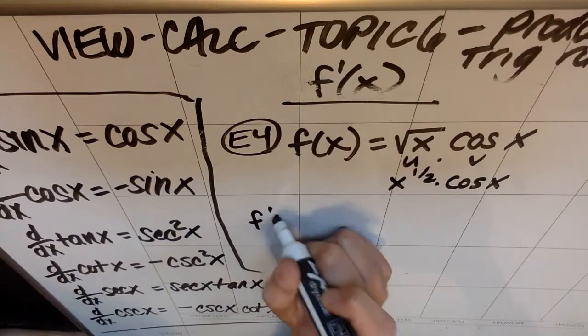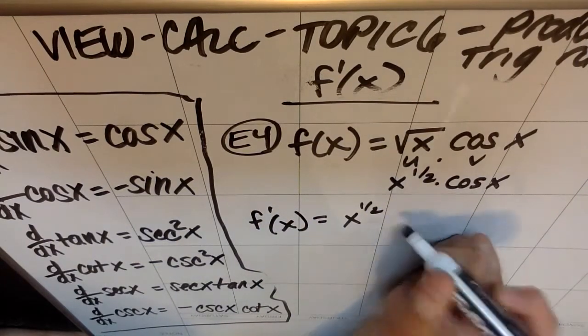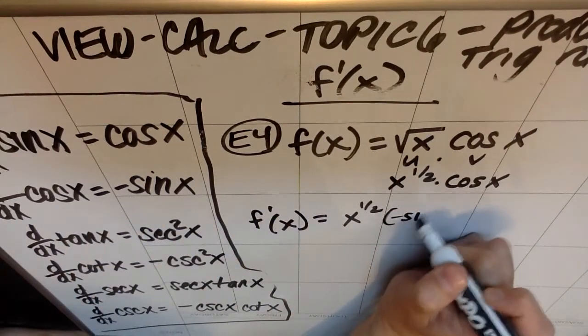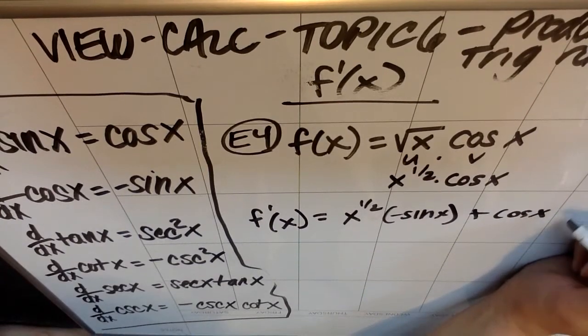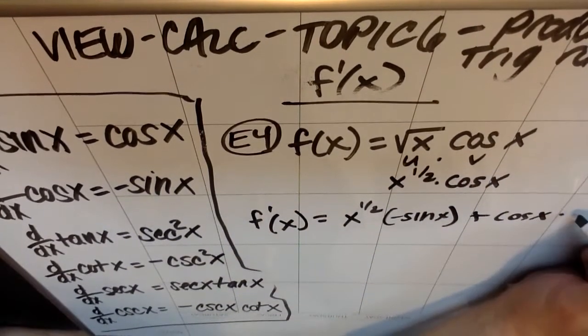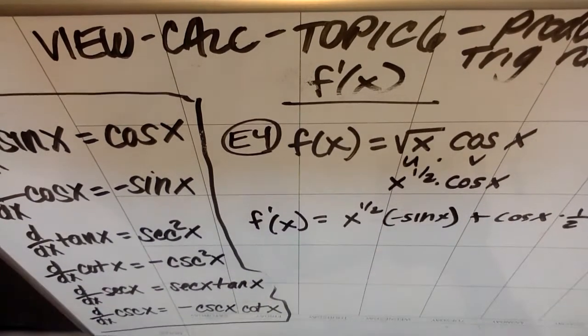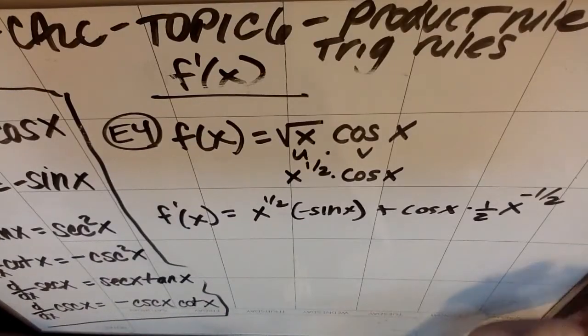So my f prime of x is going to be u, which is x to the 1/2 or square root of x, dv, derivative of cosine, is negative sine, plus v, which is cosine, and then this is the reason I suggested rewriting that as a 1/2. Du is going to be 1/2 x to the negative 1/2, right? Because you drop the 1/2 down in front, and then lower the power by 1. So that's what I'm going to get.